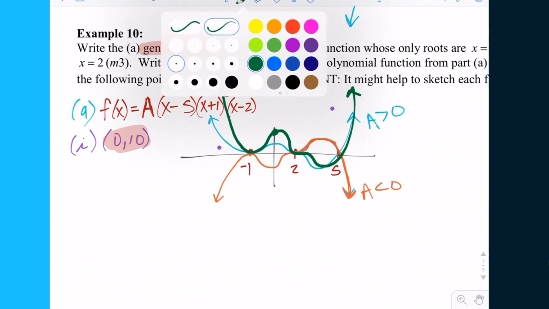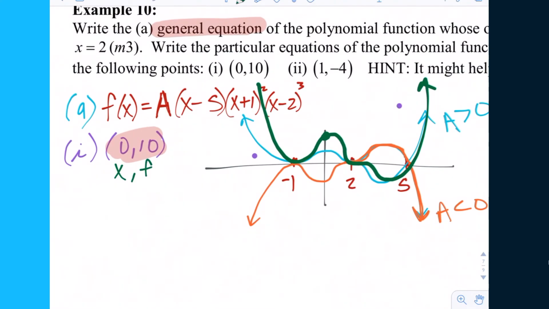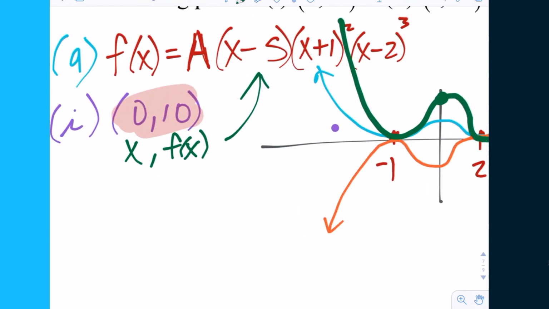But how are we going to find it? Again, I said we're going to use math. So here's all you have to do. This is an x and an f of x that satisfies the general factored form that we have, isn't it? So we can think of it as a formula with three unknowns. We have an x, an A, and an f of x. So if we know two of the three unknowns, we could solve for the third. So let's go ahead and plug in.